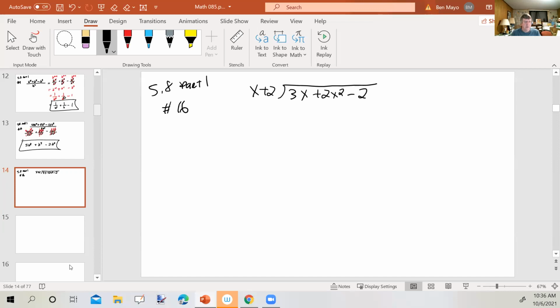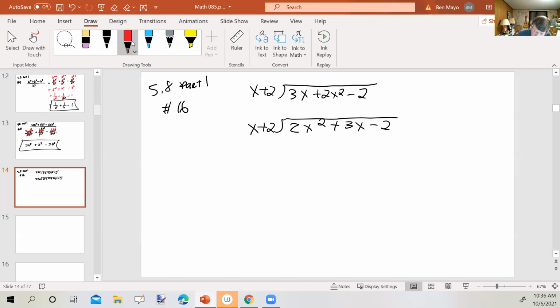Now, there's something wrong with this problem, and that is that inside, the dividend is not in descending powers or standard form. So the first thing we do is we would rewrite it. And inside we'd have 2x squared plus 3x minus 2. Then we'd carry on from there.